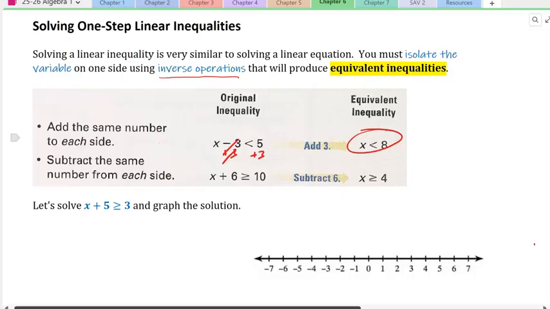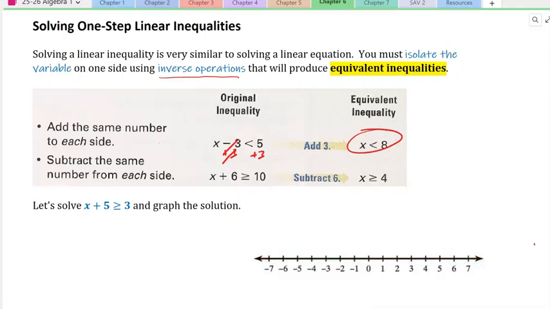For this one, x would be all numbers less than 8. We find 8 on our number line, and everything less than 8 goes this way. It doesn't include 8, so we leave that circle open. That's how we'd graph that.